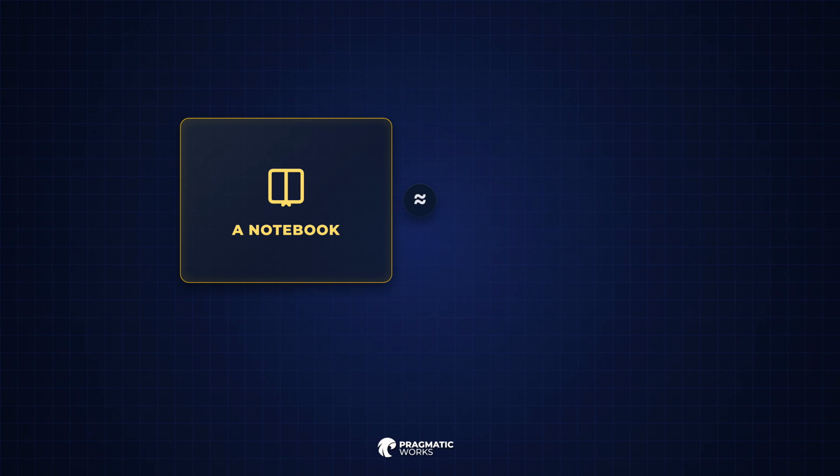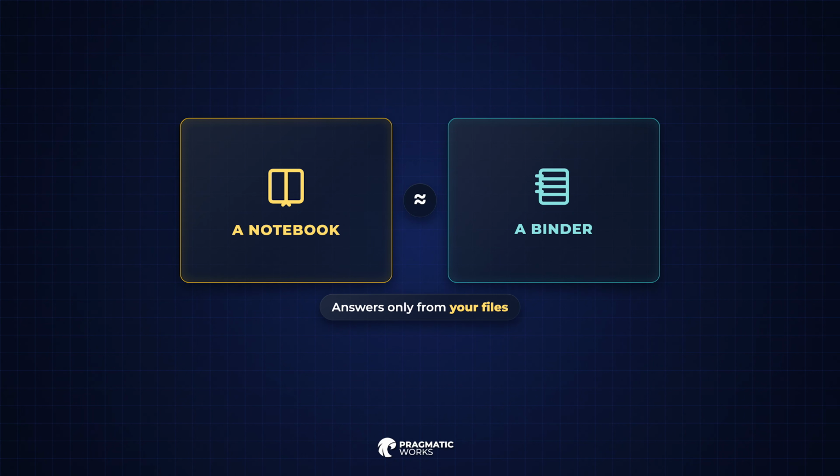A very simple way of putting it is, if normal Copilot Chat is like asking the internet a question, a notebook is like handing someone a binder and saying, only answer my questions using this.